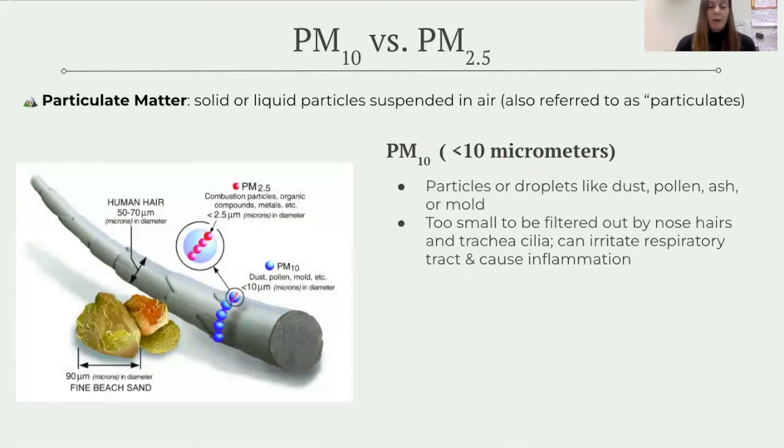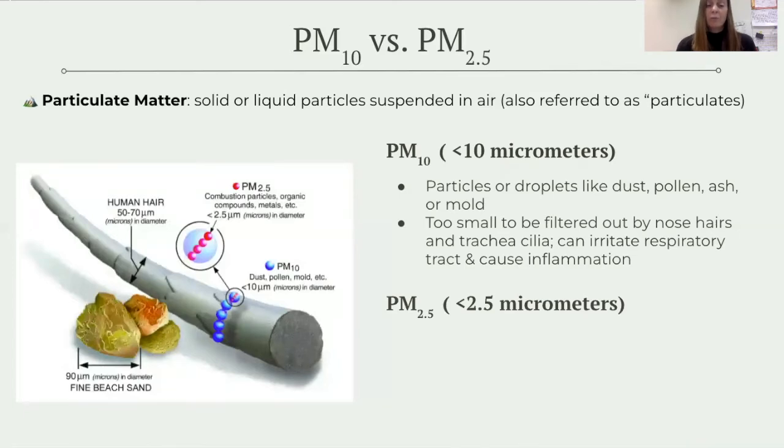So just for comparison's sake, the human hair is 50 to 70 micrometers in diameter. That means that we could fit 5 to 7 particles of PM10 across a human hair. So they are tiny. But we get even smaller.